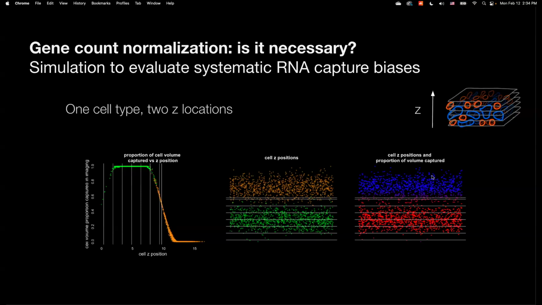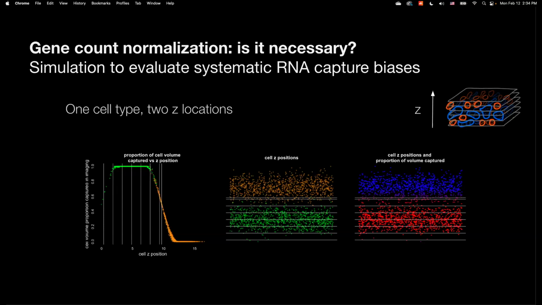Based on their positions, we compute how much of each cell's volume is captured and sample its simulated transcriptome according to how much of the cell volume is captured. And so on the right here, blue means that none of the cell volume is captured, and then the gradient goes up to red, which means that the entire cell volume is captured. We then run differential expression testing and see if we find any significantly differentially expressed genes.